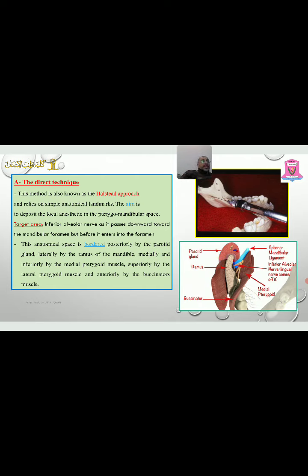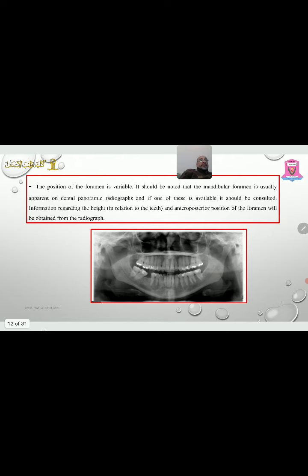As is clear in this picture, here we have the ramus and the masseter and the medial pterygoid muscle, and here our target is the inferior alveolar nerve as it enters the mandibular foramen. The position of the foramen is variable.